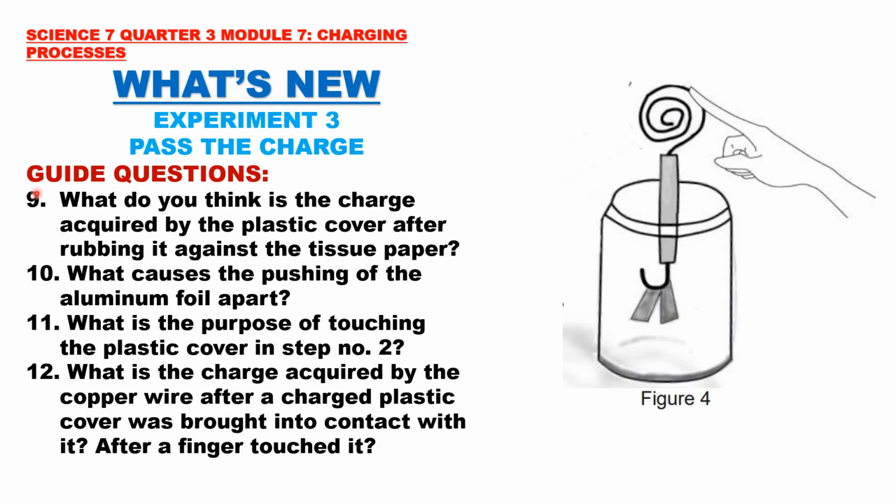So, guide questions. Number 9. What do you think is the charge acquired by the plastic cover after rubbing it against the tissue paper? 10. What causes the pushing of the aluminum foil apart? 11. What is the purpose of touching the plastic cover in step number 2? And 12. What is the charge acquired by the copper wire after a charged plastic cover was brought into contact with it, after a finger touched it?